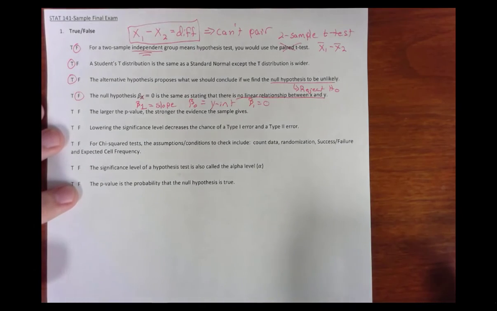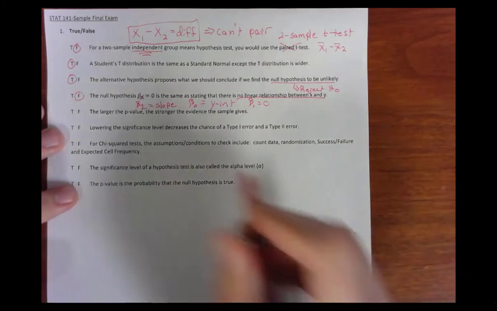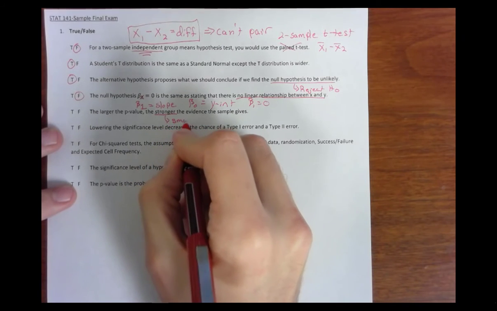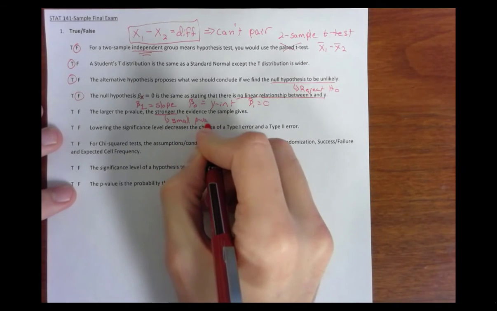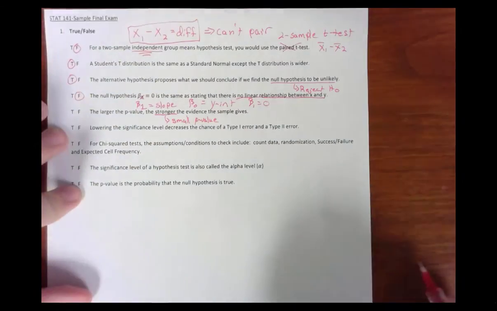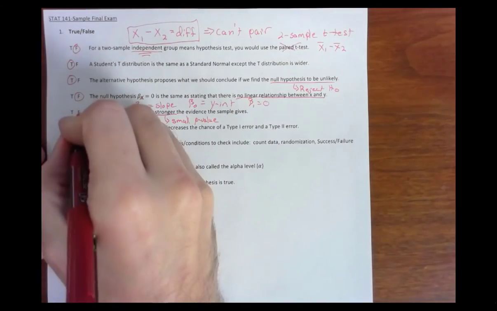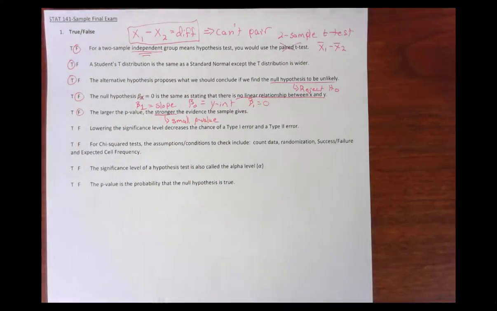The next one says, the larger the p-value, the stronger the evidence the sample gives. So the stronger the evidence indicates we want a small p-value. Because the smaller and smaller the p-value, the more and more unlikely our sample would occur if the null hypothesis is true, which is stronger evidence against the null hypothesis. So this statement is also false.